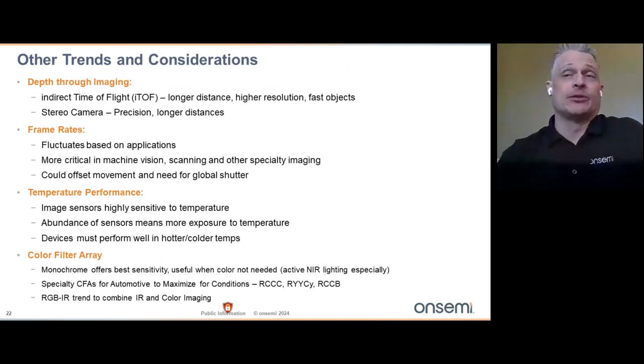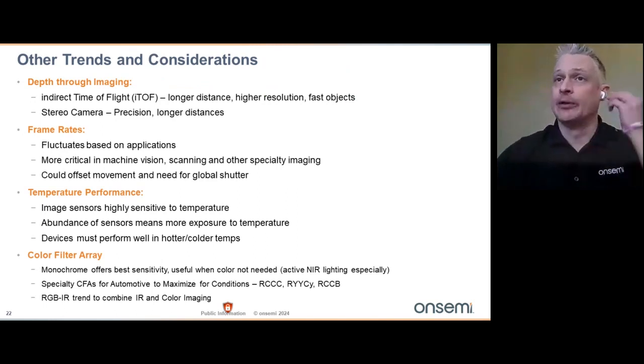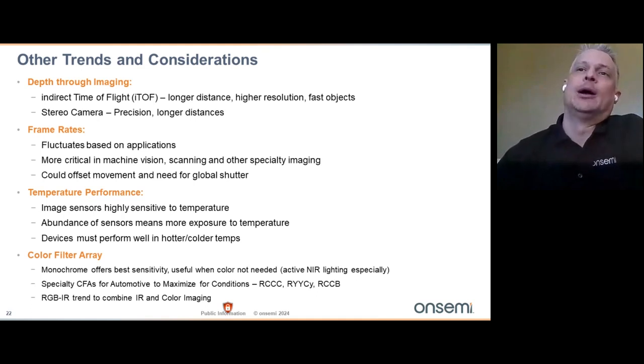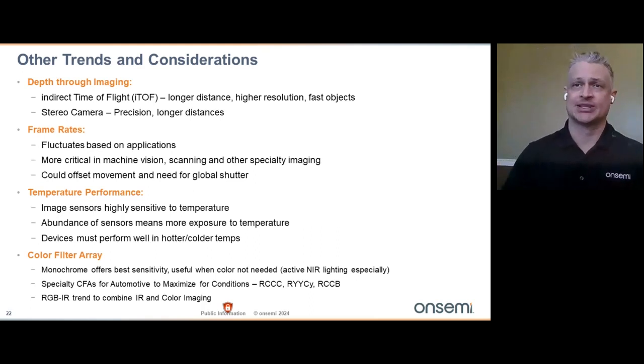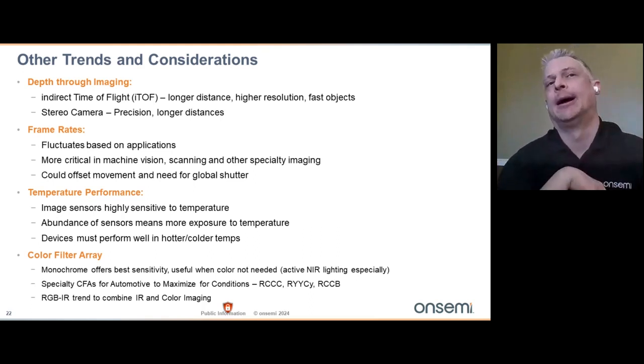Okay, so that was a lot just on the imaging there. Some other considerations to think through: depth. Depth is becoming important in a lot of different applications, anywhere from machine vision to AR, VR to driver monitoring, etc. And one of the ways of doing depth, or a couple of the ways of doing depth, one is called indirect time of flight. This is literally just an image sensor where you are getting the response of different phases of light that are coming in.